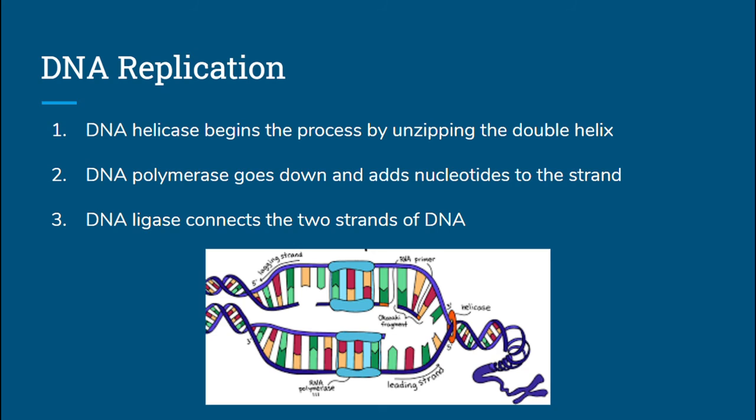So this is more about DNA replication. First, DNA helicase, which is an enzyme, begins the process by unzipping the double helix, and then DNA polymerase goes down and it adds nucleotides to the strand. So it's adding new nucleotides to the old nucleotides. So that's the semi-conservative method. And DNA ligase connects the two strands of DNA. So think of it like a zipper. The DNA helicase unzips it, and then the DNA ligase connects it back.